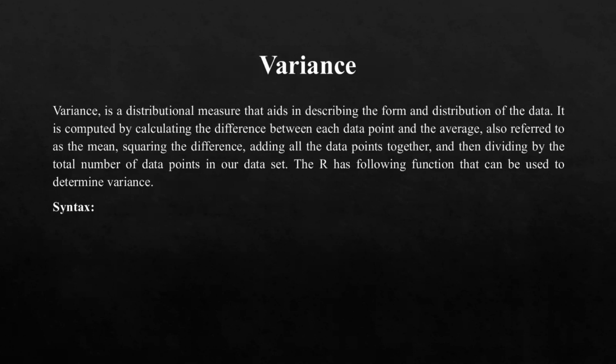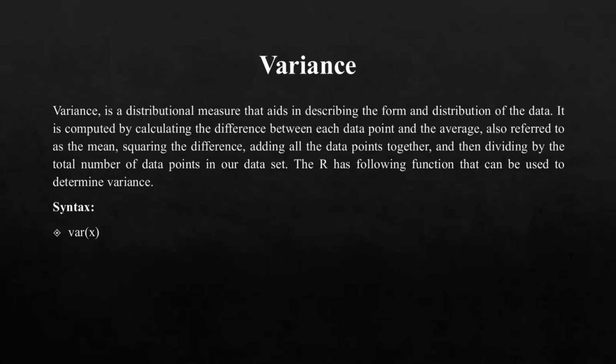Let's move forward. So what is actually variance? Variance is a distributional measure that aids in describing the form and distribution of the data. It is computed by calculating the difference between each data point and the average, also referred to as the mean, squaring the difference, adding all the data points together, and then dividing by the total number of data points in our data set. R has the following function that can be used to find out variance. So let's see its syntax.